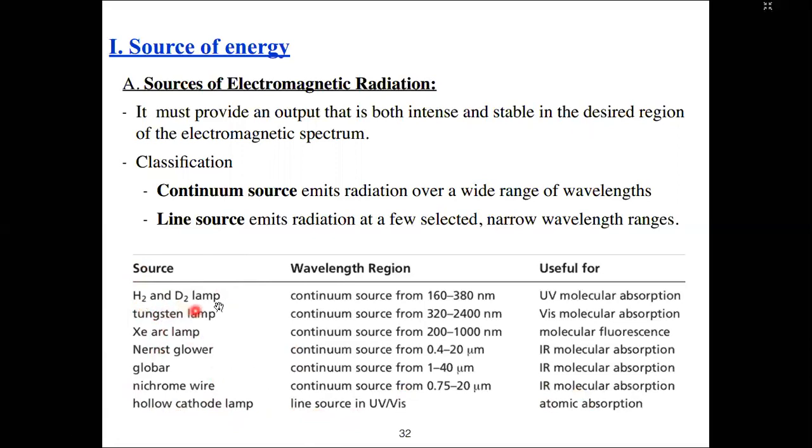So you have hydrogen and deuterium lamp. They provide continuous source in the range of 160 to 380 nanometer, and they can be used for UV molecular absorption. You have tungsten lamp, which is also a continuous source. In this range, it can be used in the visible molecular spectrum. Also, there are lamps that are continuous for IR. And there is this hollow cathode lamp, which is for atomic absorption. So remember, we are studying atomic spectroscopy, so this last one will be very helpful. We'll be discussing the hollow cathode lamp in detail when we talk about the atomic absorption.